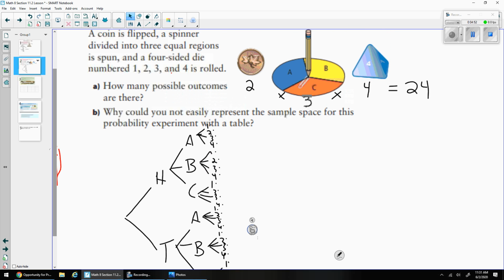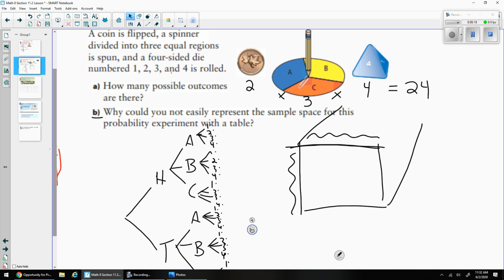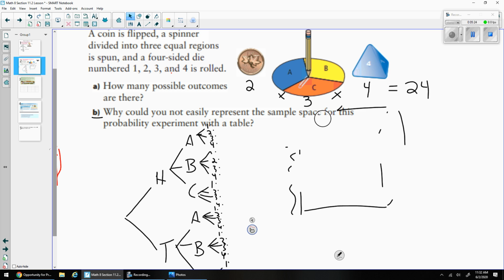So B, why could you not easily represent the sample space for this probability experiment with a table? Well, when we're drawing a table on a piece of paper, it only has two sides. So you can show one event down here, you can show another event up here, but for a third event, we don't have another direction to fill it in. You'd actually have to have a 3D table, filling in like the volume of a box, to show a third event. So tables are great for when you only have two events, but don't work very well for when you have more than two.